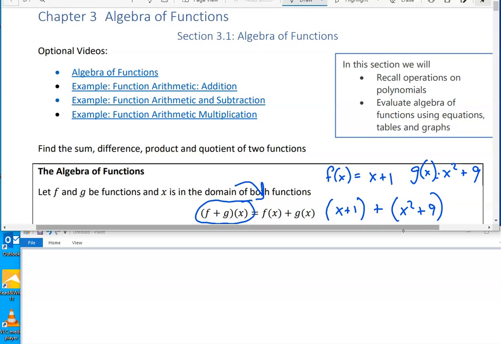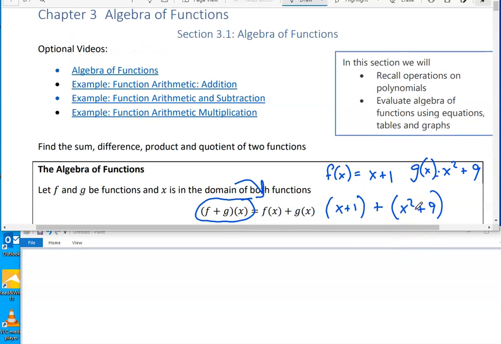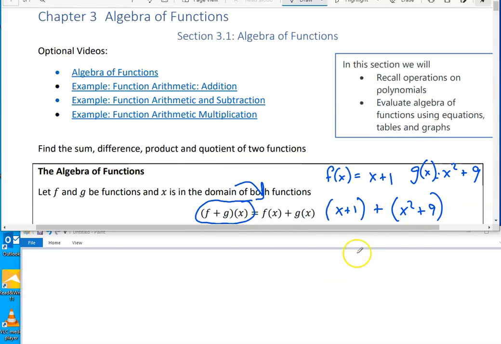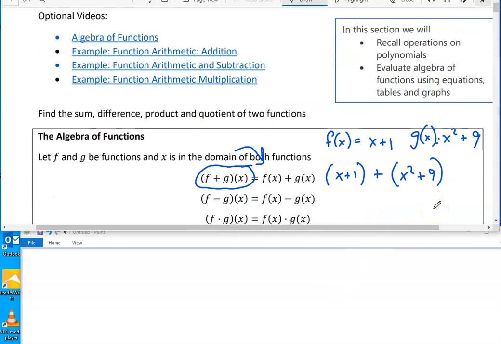I simplify that. What does it become? Let's put the x squared together. There's 1x squared. There's x squared plus an x plus 10. 1 plus 9. So f plus g of x, we just mean add f of x and g of x.